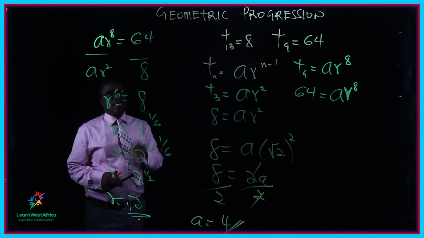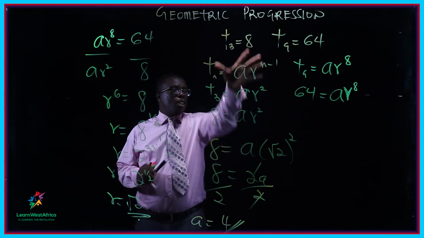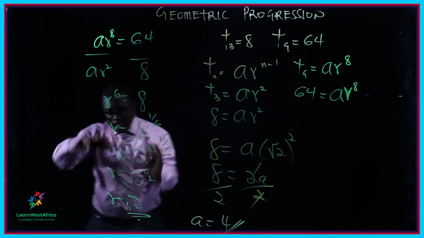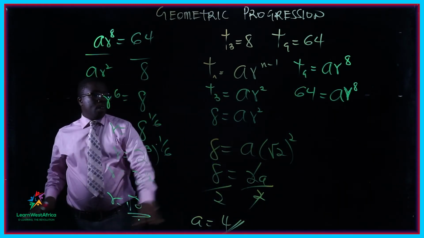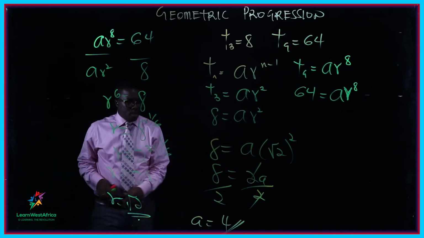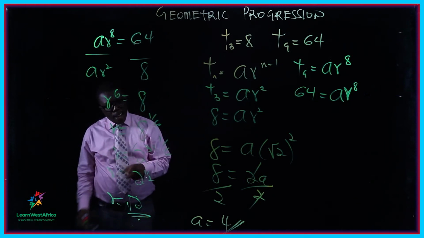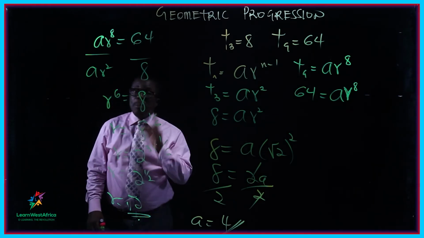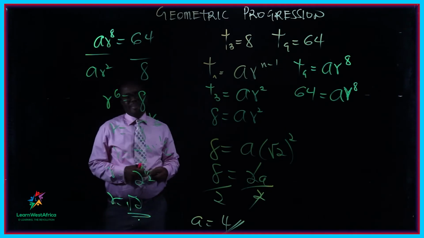Okay, that is it. You get your terms, expressions, you divide, you get your R, you slot it back into the equation. So that's good. That's just what you're going to get. Your first term is 4. Your common ratio is root 2.